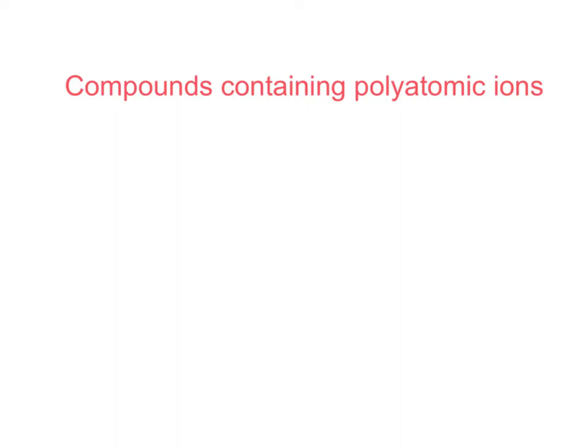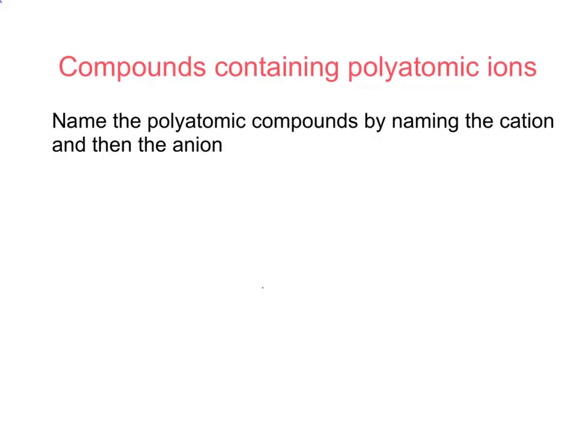We're going to be dealing with compounds containing polyatomic ions, continuing our theme on nomenclature in chemistry. We've dealt with type 1s, type 2s, and type 3s. Now, you've been memorizing these polyatomic ions, and now we're actually going to learn how to name the formulas where they're used.